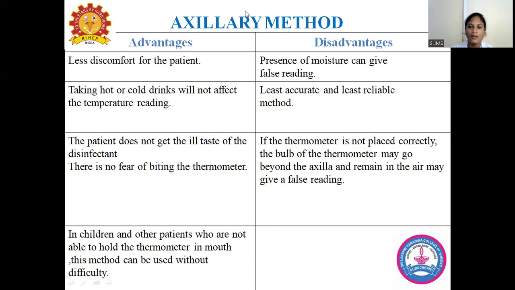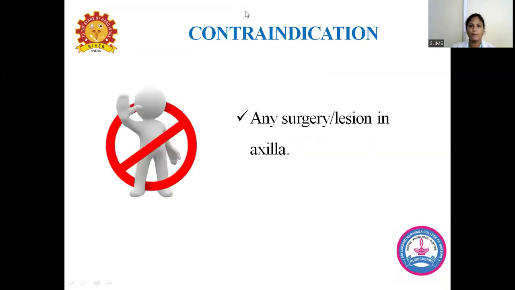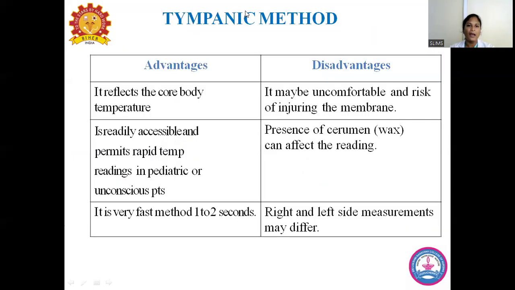And if the thermometer is not placed correctly, the bulb of the thermometer may go beyond the axilla and remain in the air, which may give a false reading. And contraindications: any surgery or lesions in the axilla, we should not do this.